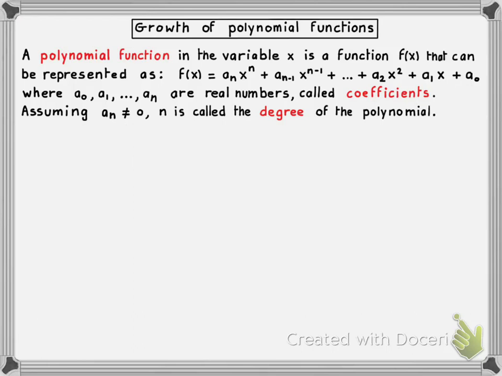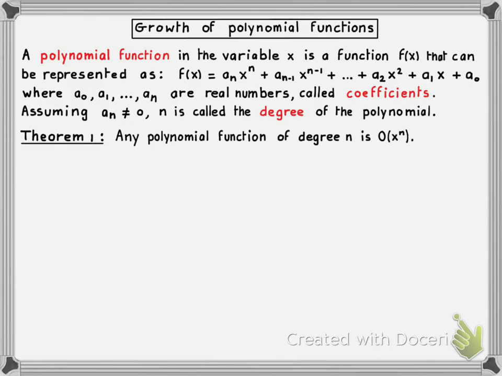Now let's go back to the general class of polynomial functions and state a general result about them in terms of big O relationships. So theorem 1 in this lecture says that any polynomial function of degree n is big O of x to the power n. Remember, what this means is that any polynomial function whose degree is n is upper bounded asymptotically by the function x to the power n.